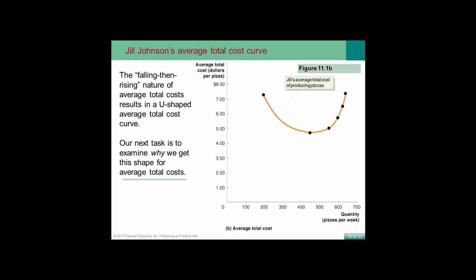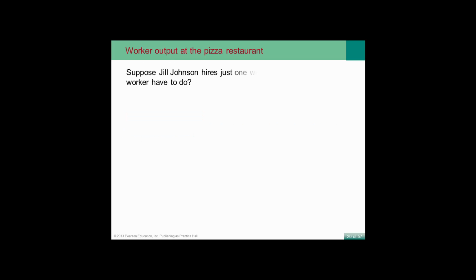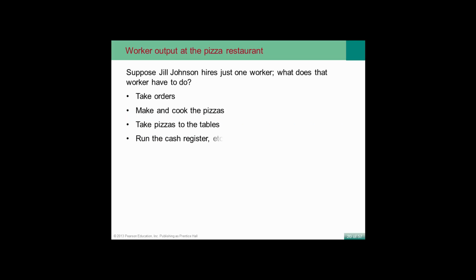Our next task is to examine why we get this, understanding the relationship between marginal product of labor and the average product of labor. So suppose Jill hires 1 worker. What does that worker have to do? Well, 1 worker would have to take orders, make and cook the pizza, take the pizzas to the table, and run the cash register.